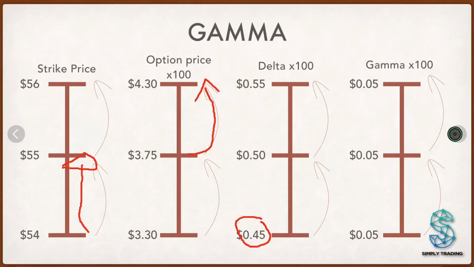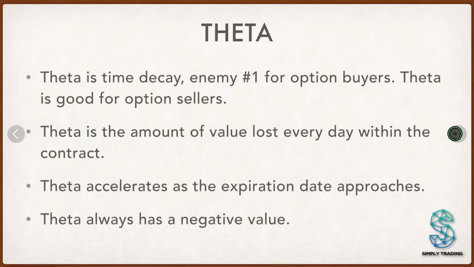Now, the next one that we're going to go over is theta. Theta is time decay, and it's the number one enemy for option buyers. Theta is super good for option sellers, though. Theta is the amount of value lost in your options contract every day within the time period that you own it. Theta accelerates closer to the expiration date.